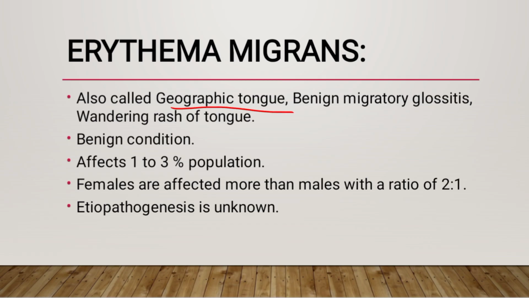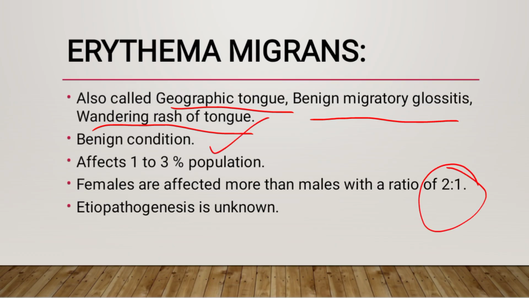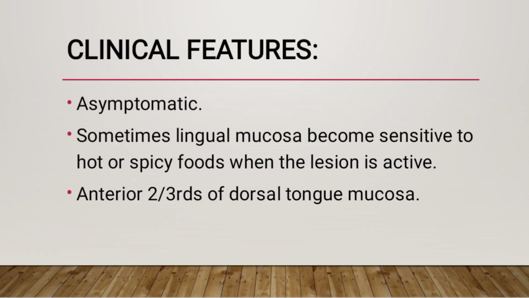Geographic, because the appearance of the tongue is like a geography. It is a benign migratory glossitis, which I have told you. Inflammation is also present. Wandering rash of tongue means there are patches of rash, so the patient thinks, what is this? It is a benign condition, affects more females than males, and the pathogenesis is unknown.